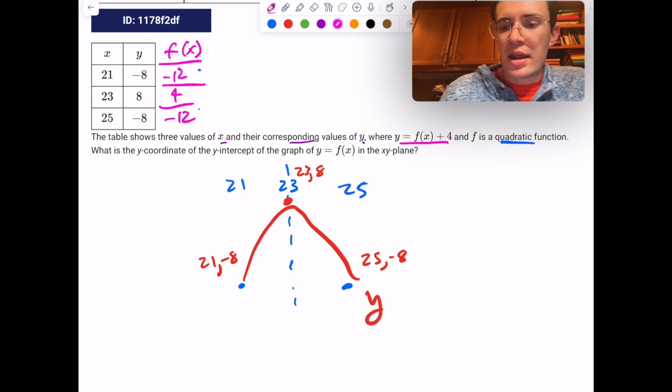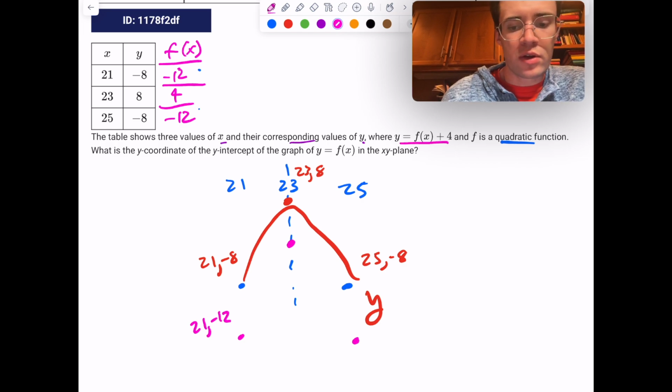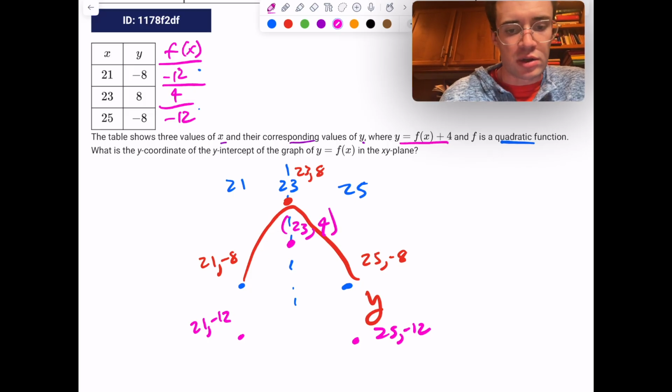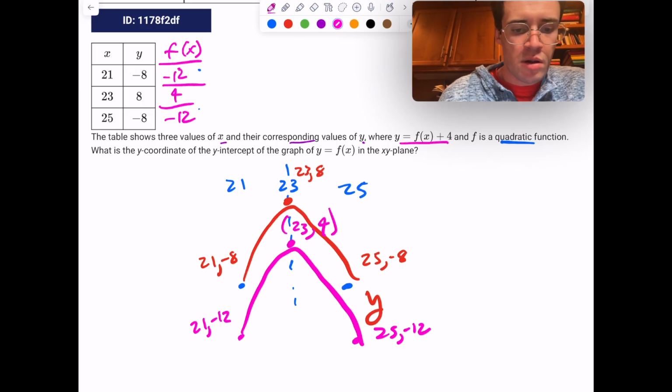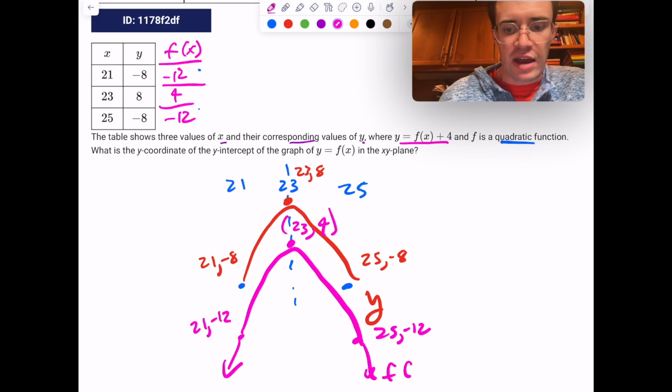And again, the f function is just 4 lower than that. So instead of at 8, it's going to be at 4. And then these 2 points, instead of at negative 8, would be at negative 12. So 21 comma negative 12, 25 comma negative 12, and this would be 23 comma 4 as your vertex. All right, this is f of x.